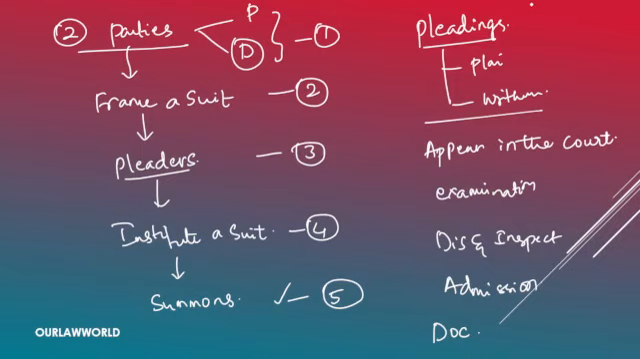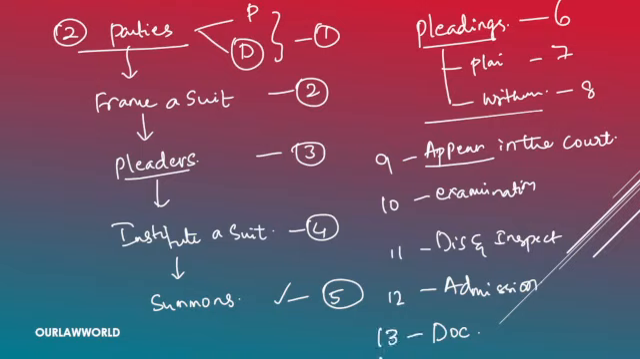So here comes order 6, pleadings in general. Order 7, plaint. Order 8, written statement. Appearance of parties, order 9. Examination of parties, order 10. Discovery and inspection, order 11. Admissions, order 12. And production of documents or rejection of documents, order 13.